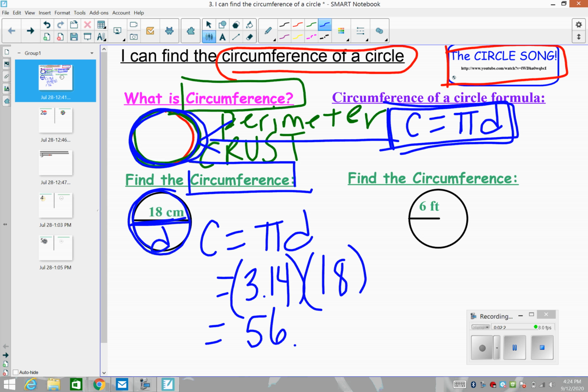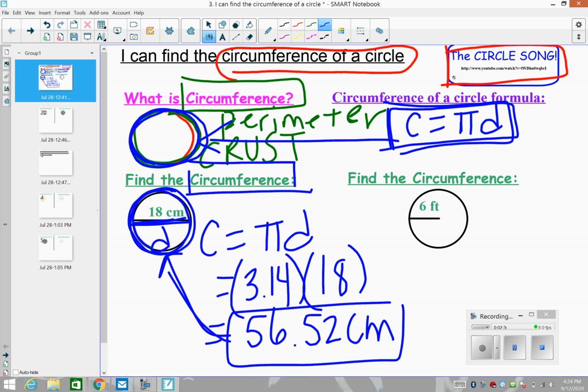It would be 56.52 centimeters. Now, this is not squared because we're not talking about square space. We're talking about a distance, just a distance around something. So it's to the first power, just centimeters. Cool. That's the distance around that circle known as the circumference. When you talk about circles, it's really just like a perimeter.